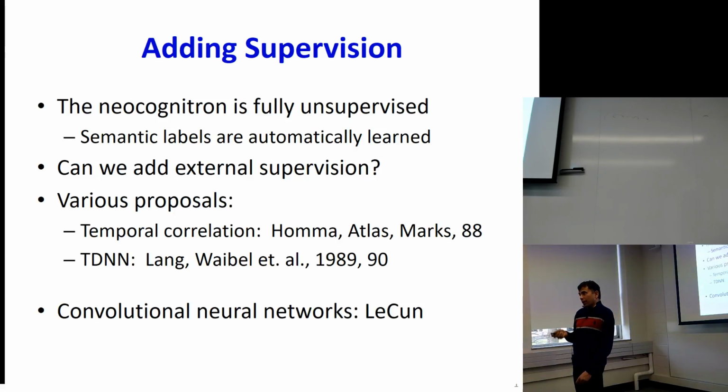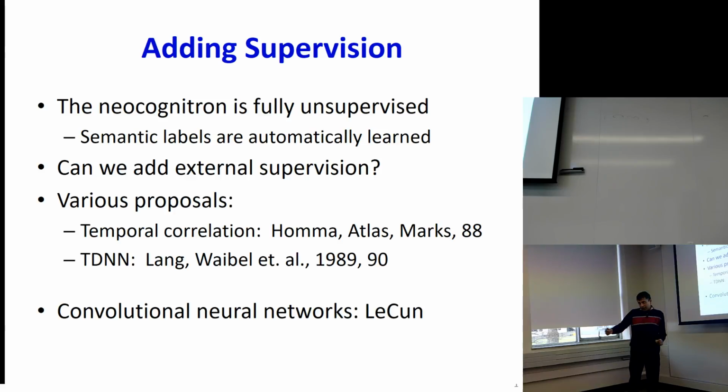To make it perform pattern recognition tasks, we have to add one small bit, which is supervision. And so a neocognitron is fully unsupervised. The semantic labels are fully automatically learned. Can we add external supervision? You had various proposals for adding external supervision. The earliest one that I could find was by Homer, Atlas and Marks in 1988, which was looking at temporal supervision, trying to recognize time series data.